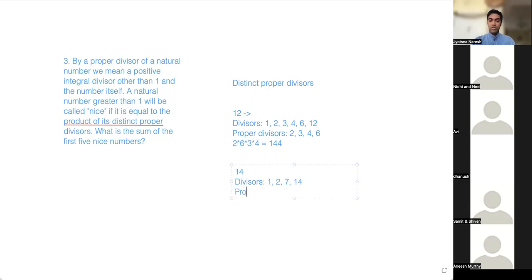What are its proper divisors? 2 and 7. And what's that product? It's 14, meaning that it's a nice number. Good. Does this help figure out what the cases are when we have a nice number?